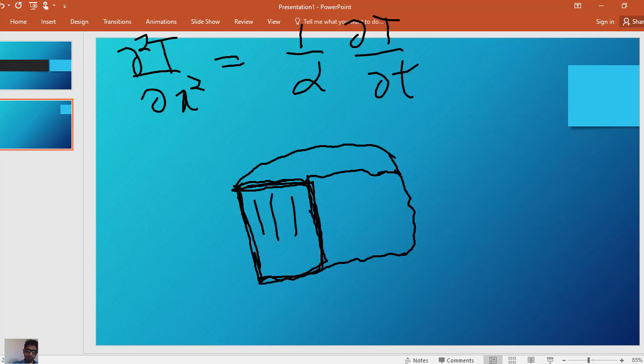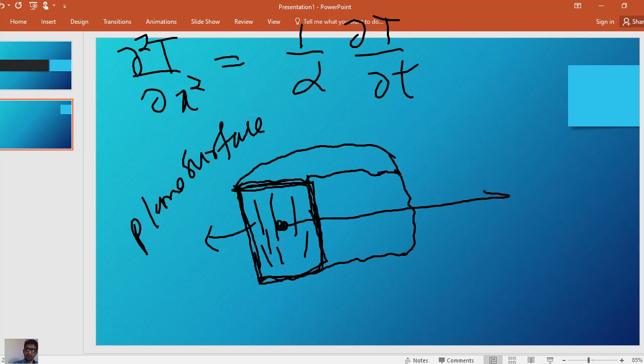This is the plane surface. A semi-infinite solid has one plane surface, and it extends to infinity in all directions. Suppose this is the x direction, so it extends to infinity in the x direction. This is the y direction, it extends to infinity in the y direction.